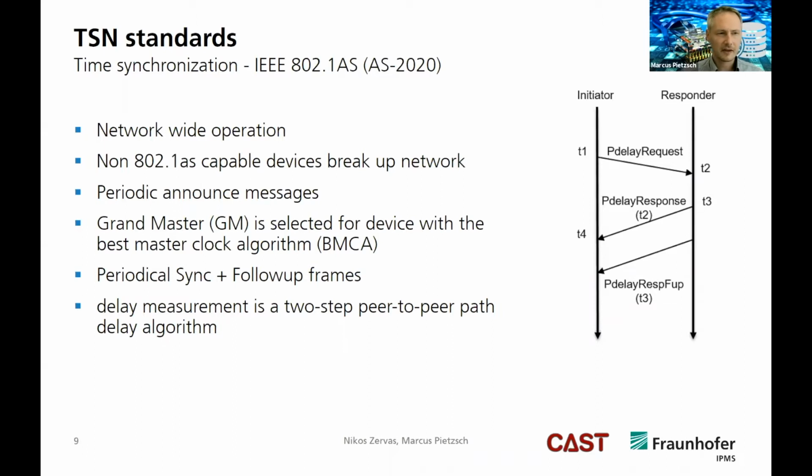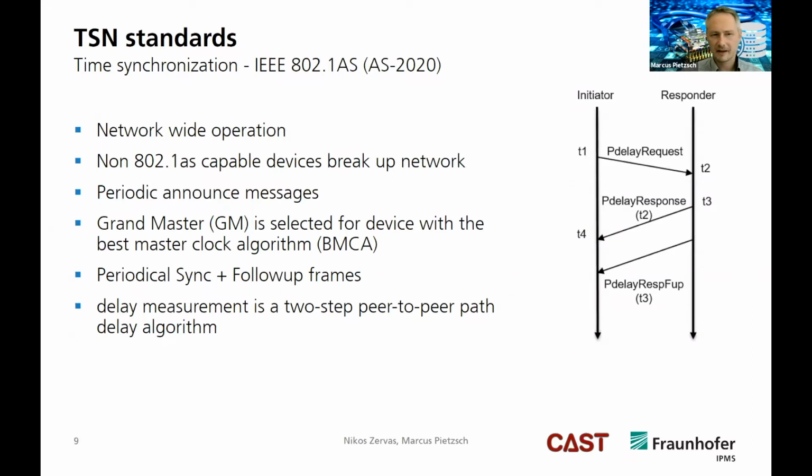And if the AS standard is used as required by the standard, non-AS capable devices would break up the network. So there are some ways of dealing with this drawback, but I will keep them aside for today. The network-wide time synchronization usually is started by periodic announced messages, and then a grandmaster select algorithm called BMCA would select the device with the best accuracy in regards of clock precision. And this device from there on will serve as a grandmaster for the network.